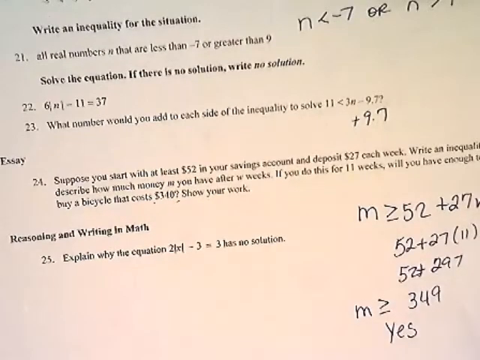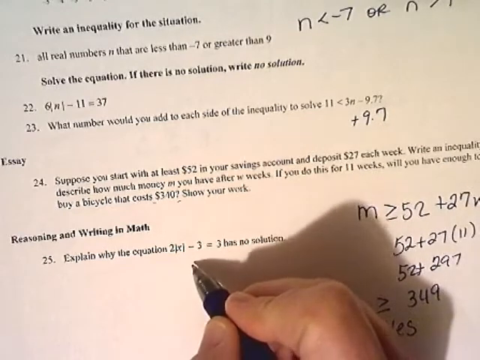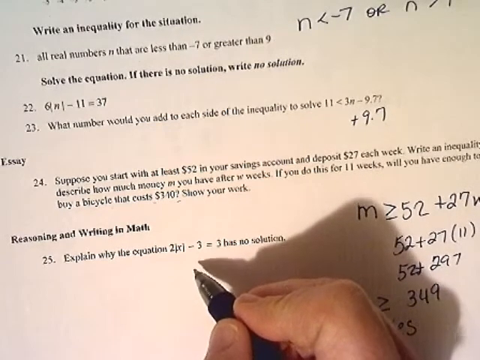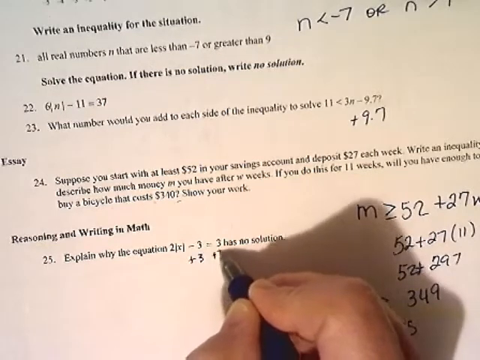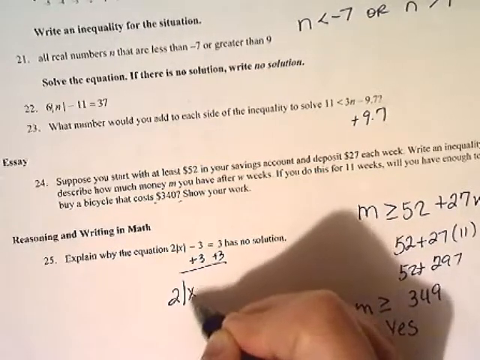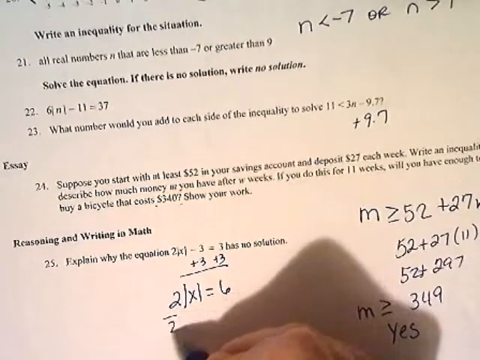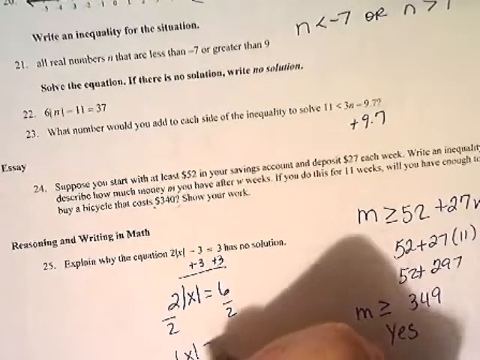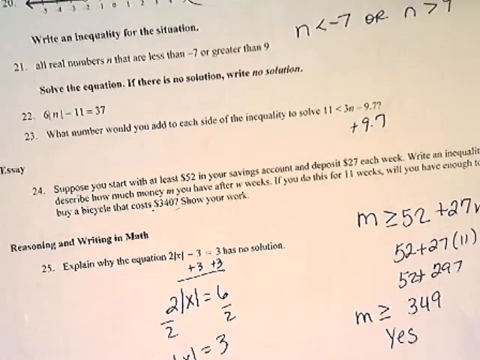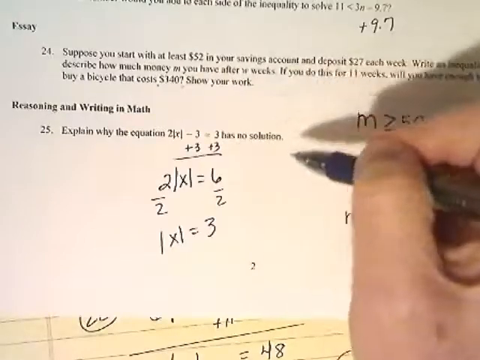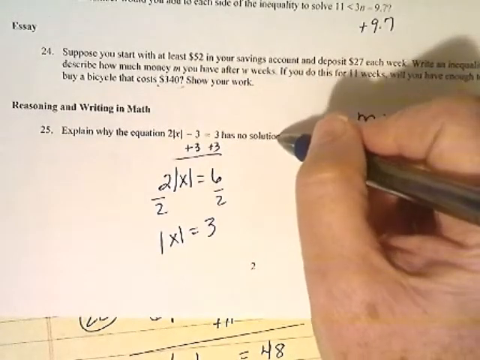25 says explain why this has no solution. Well, I'm going to try to solve it. I'm going to try to see what happens here. I want to add 3 to both sides. So this is going to be 2 times the absolute value of x equals 6. I'm going to divide by 2. Absolute value of x equals 3. So this does have a solution. The solutions are 3 and -3. This is not a good question.